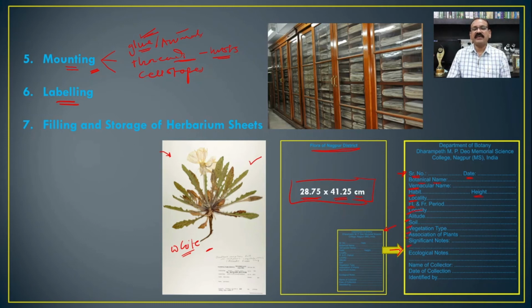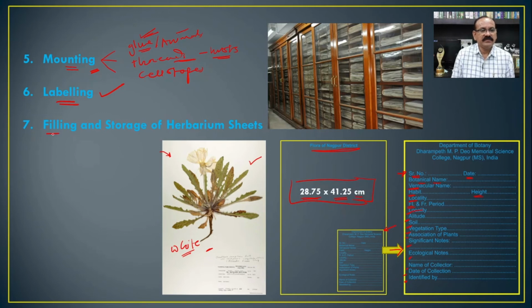any significant notes. Then ecological notes, then the name of the collector, name of the collection, and after that, when it is identified, the name of the person who has identified that plant material. Such type of information should be mentioned on the herbarium sheet, and this is known as the labeling. So in this way we will have to provide the labels.